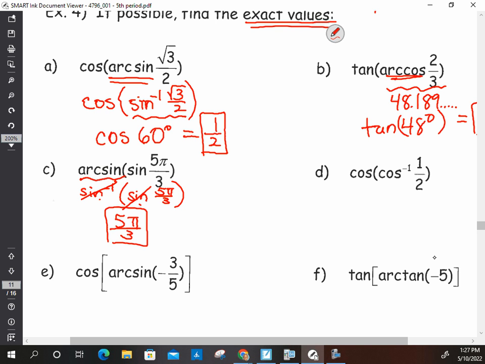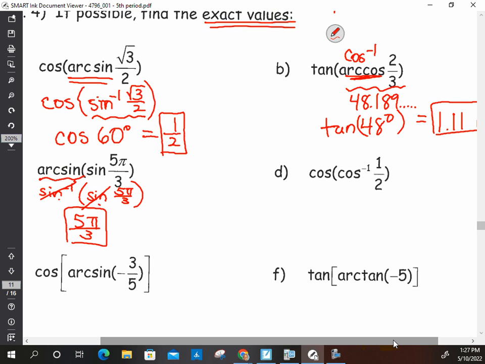So arc cosine, remember, is cosine inverse, so that means we're looking for an angle. So anytime you look for an angle, round it to a whole number. If it was a standard trig function, then you go to 2, 3 decimal places. It's only based off of what you're trying to find. So part D cancels out. That's 1/2. Part F cancels out. That's -5.